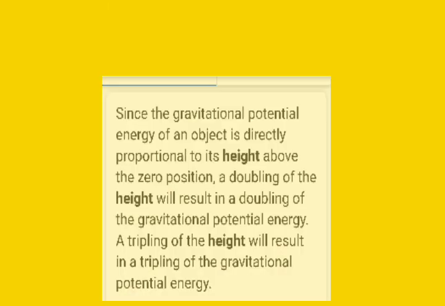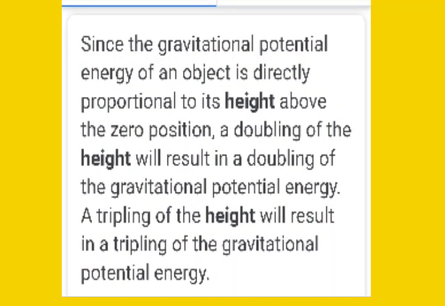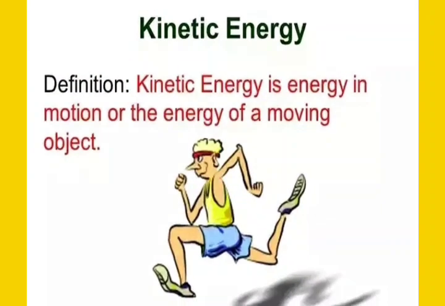Now next is the height above the ground. The higher the height of the body, the greater is its potential energy. This means it is directly proportional. Clear? So potential energy is directly proportional to the height. As we increase the height, the potential energy also increases, and as we decrease the height, the potential energy also decreases.